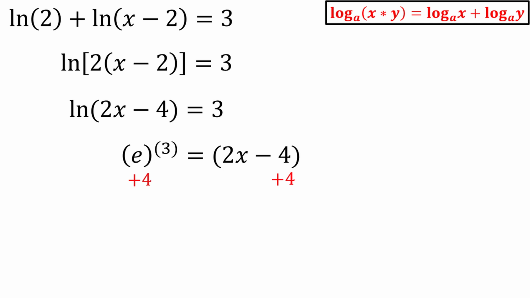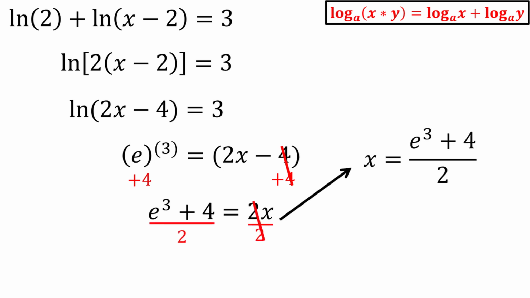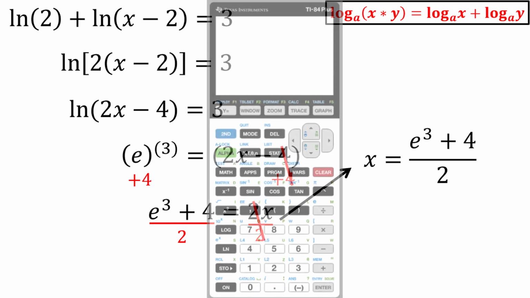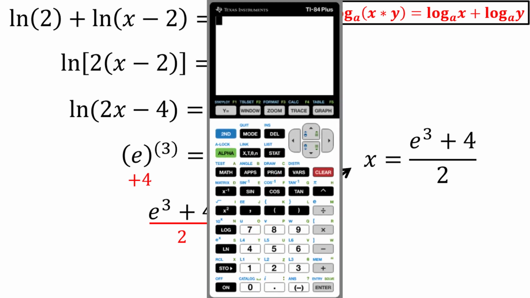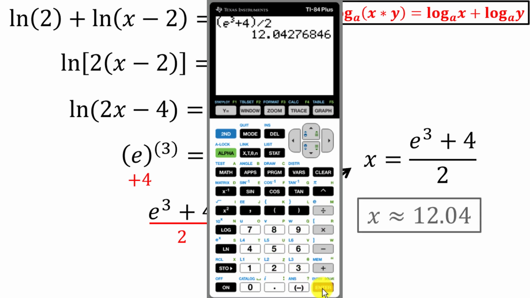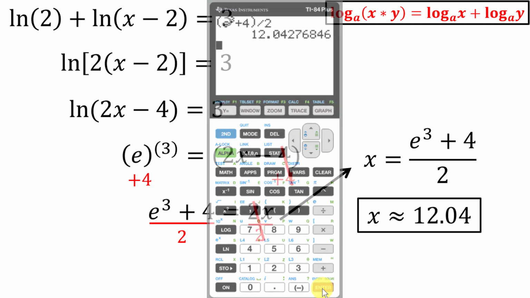Adding 4 to both sides, we have e to the third power plus 4 is equal to 2x. Dividing each side by 2, we have x is equal to e to the third power plus 4 over 2. If you want to, you could type this into your calculator to get a decimal approximation. We have parentheses e to the third power plus 4, close parentheses, divided by 2, which is approximately 12.04.